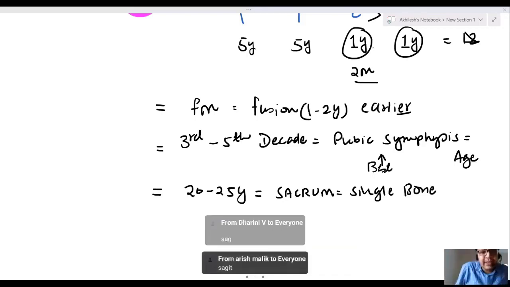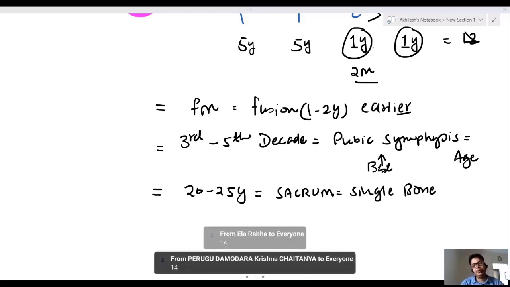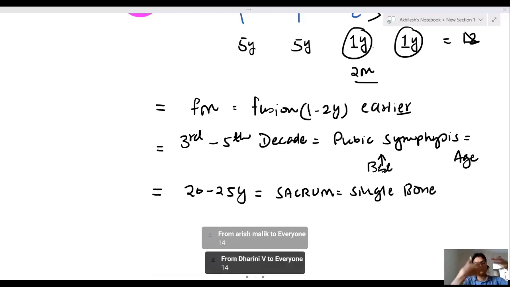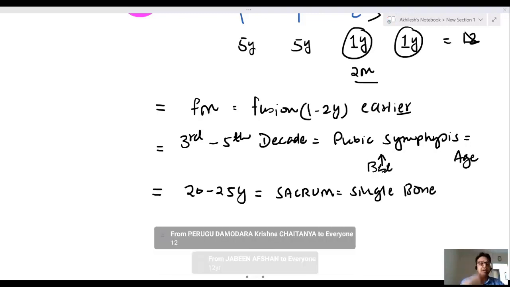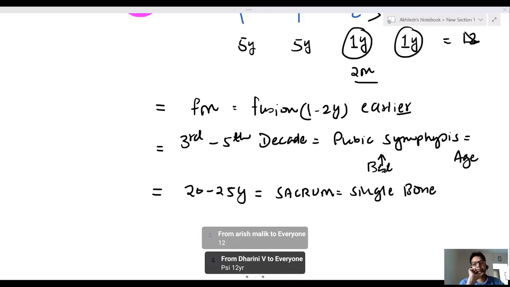Patella fuses at what age? The way to remember: at what age does the age of catching a girl start? 14 year. Which is the last carpal bone fuses? Pisiform fuses at what age? 12 year.